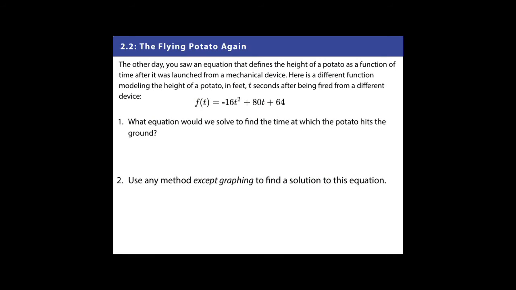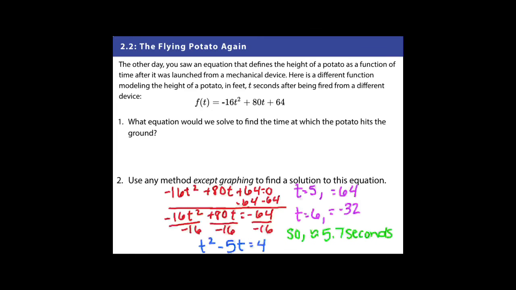Looking at example 2, the other day you saw an equation that defines the height of a potato as a function of time after it was launched from a mechanical device. Here is a different function modeling the height of a potato in feet t seconds after being fired from a different device. So what equation would we solve to find the time at which the potato hits the ground? So here we would do negative 16t squared plus 80t plus 64 equals 0, because we want to know when it hits the ground.